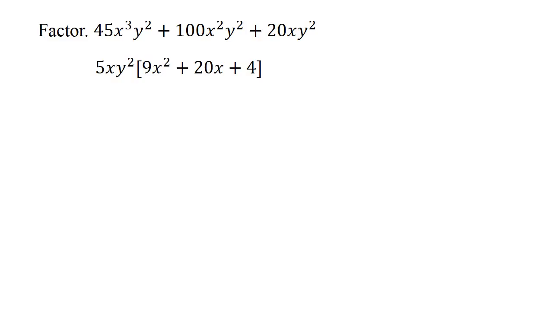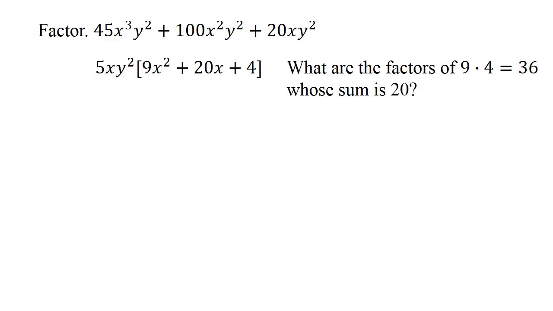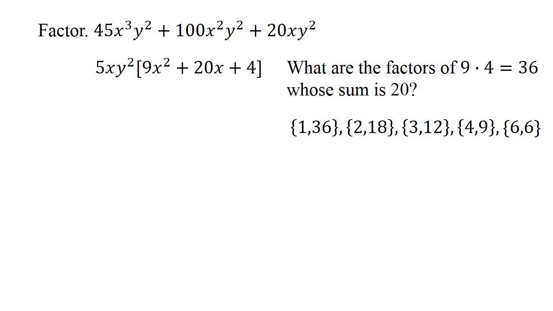There's no shortcut way of doing what we're doing today. So I'm going to look here and say 9 times 4 is 36. What are the factors of 36 whose sum, because that last term is a positive, is 20? And because the middle term is positive as well, when I find my pair and I put them into this expression, they're both going to be positive terms. So let's go through the factors of 36.